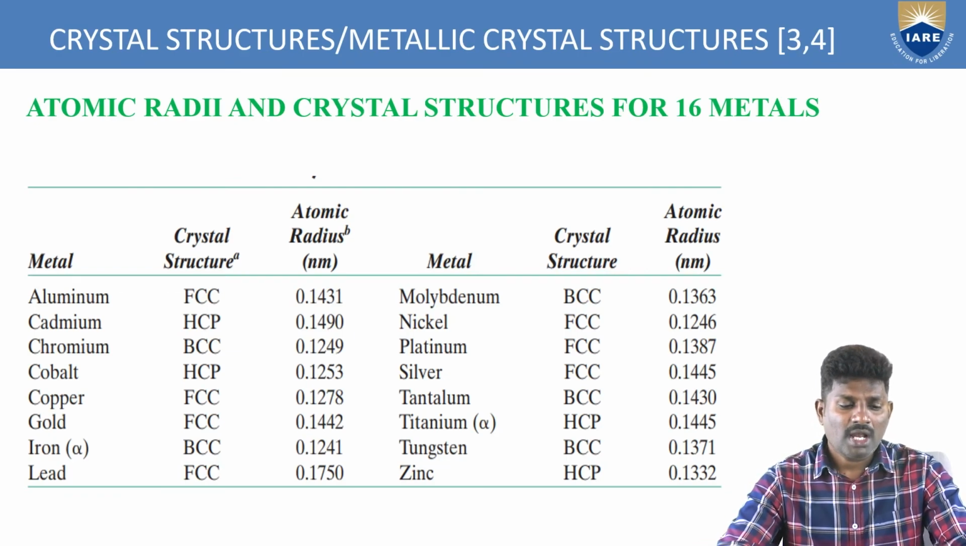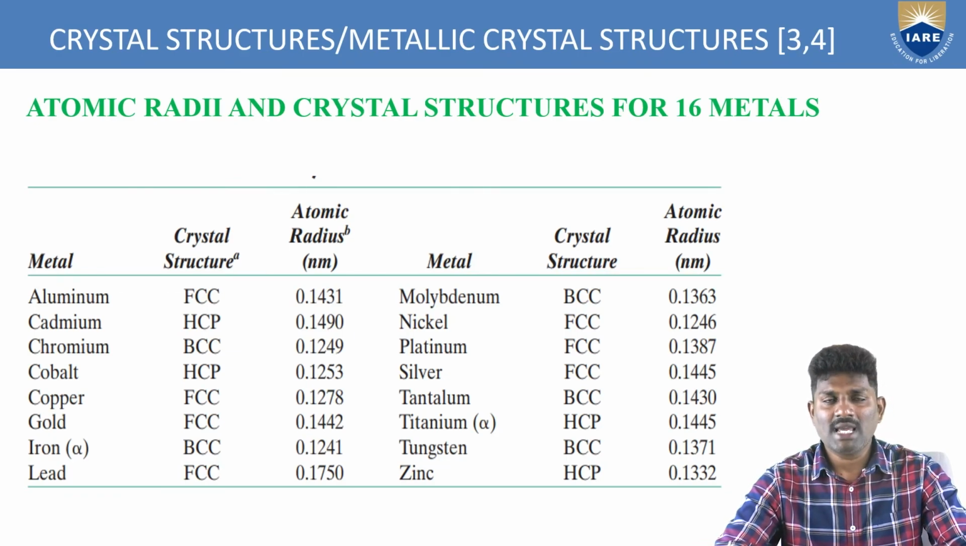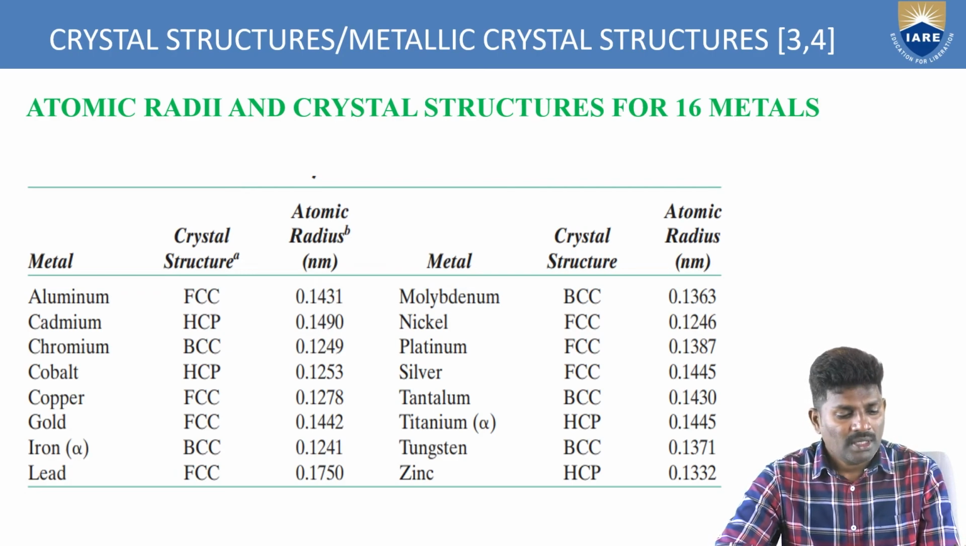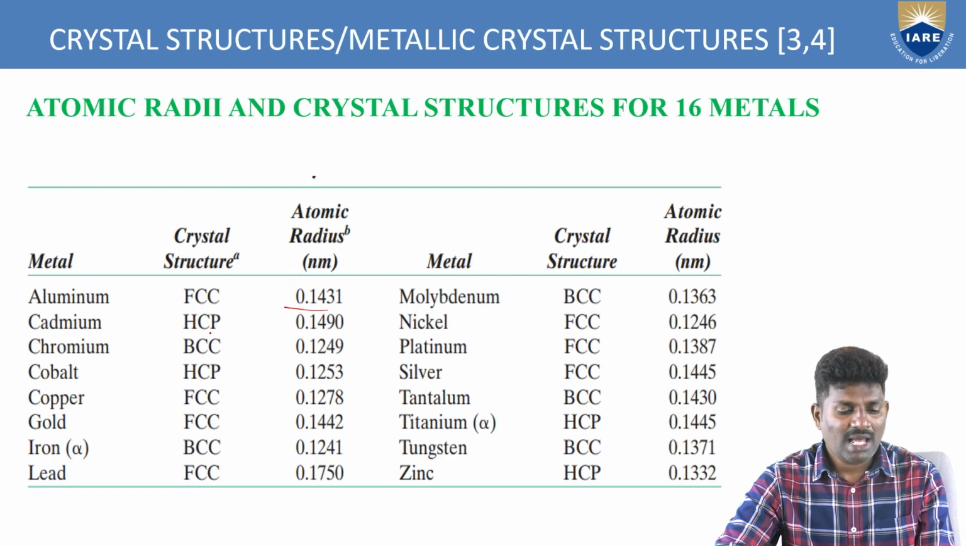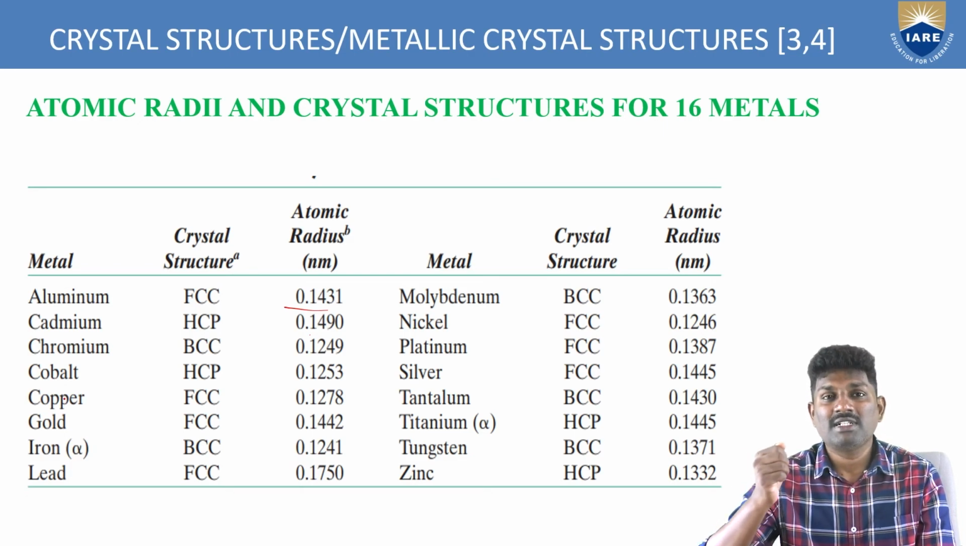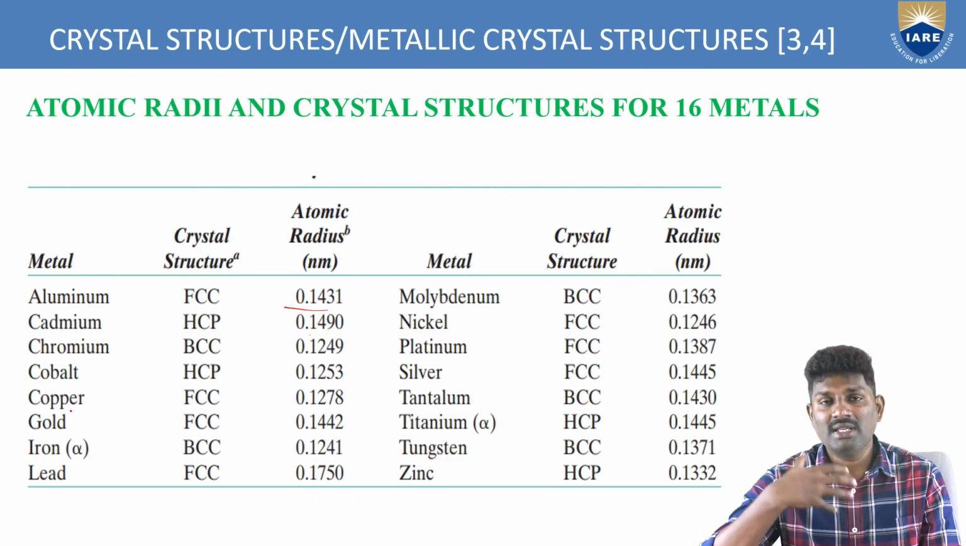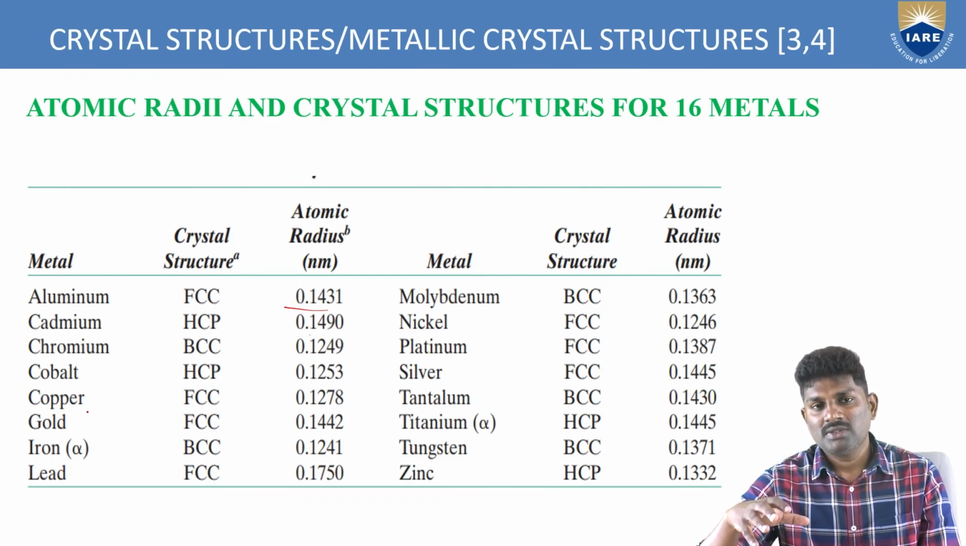And if you see the atomic radii and crystal structure for different types of materials here, so aluminum will have its FCC type of crystal structure and atomic radius is 0.143, and similarly the cadmium will have HCP type of crystal structure and atomic radius is 0.14. Chromium, like that, different types of metals will have different types of cubic structures, and based upon these cubic structures we will have the different values of atomic radius. So this atomic radius will help to find out the coordination number as well as the chord length.